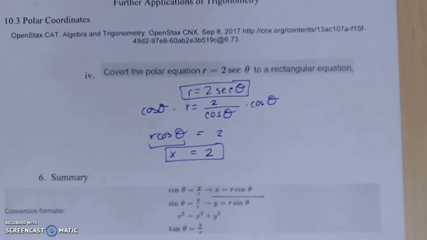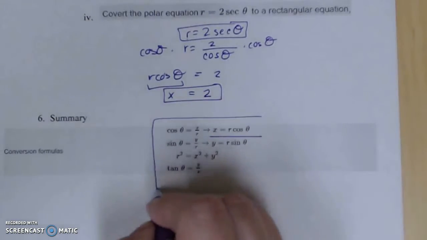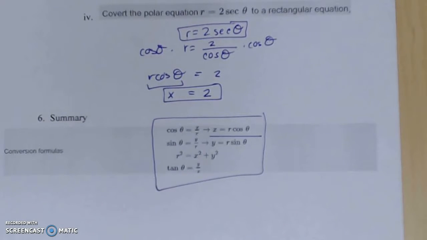So as you're working through 10.3, you're going to be going from polar to rectangular, not only coordinates, but also equations. And some things to remember is a nice little conversion formulas down here at the bottom of the lecture. So if you have any remaining questions for 10.3, feel free to contact me and I can help you work through some of those.